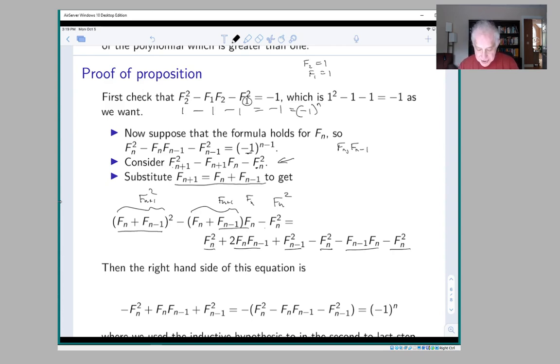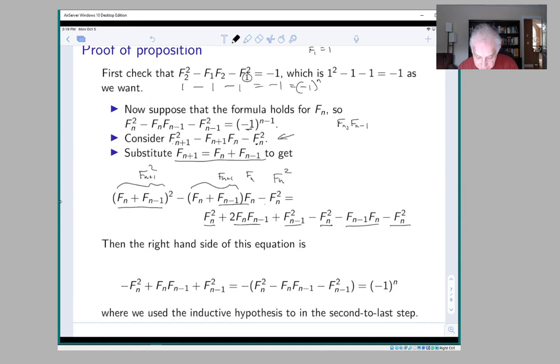Now we count up the terms. Here's a plus f_n squared, here's a minus f_n squared, here's a minus f_n squared. Altogether, that gives us minus f_n squared. We have a plus 2 f_n f_(n-1) here, and we have a minus f_(n-1) f_n here. So that leaves us with a plus f_n f_(n-1) here. And we have an f_(n-1) squared here, which has been left alone with a plus sign. So we have plus f_(n-1) squared here.